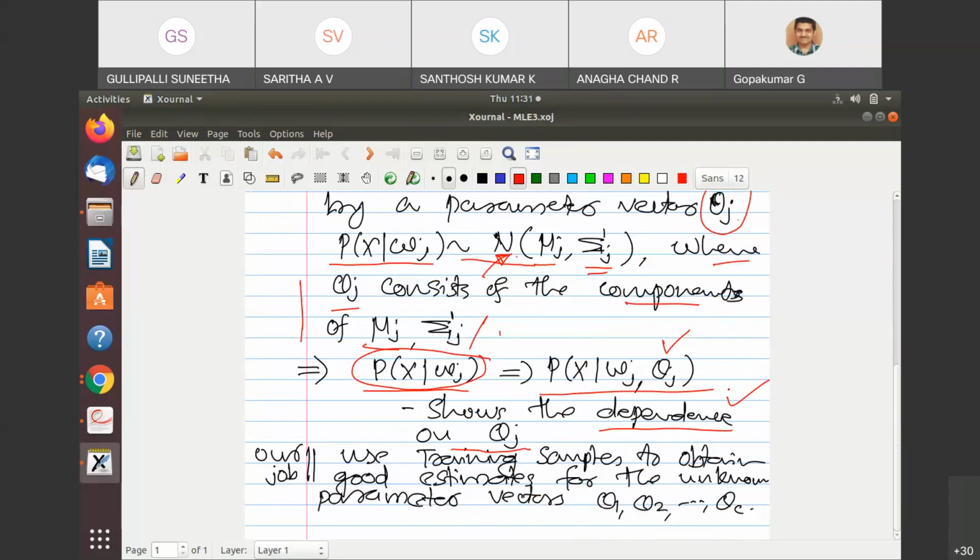Then our job is to use the training samples, the given samples, to obtain good estimates for the unknown parameter vectors. We can consider each of these samples corresponding to each of the classes w1, w2, w3, etc. up to wc, and for each of the classes we can find the corresponding parameters theta 1, theta 2, etc. up to theta c. That is our job. That is the problem before us, finding out the parameters, and that is what we will be discussing in the first part of this second module.